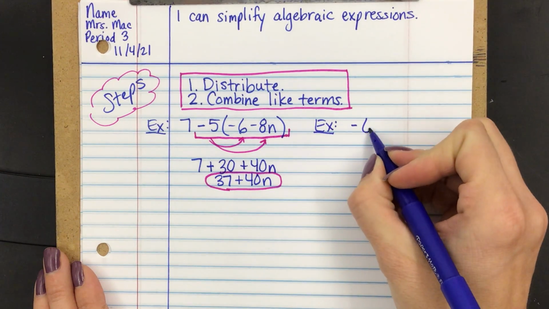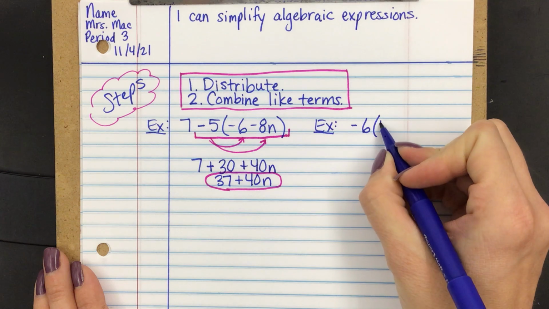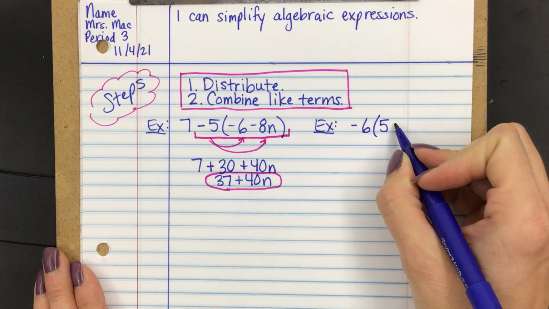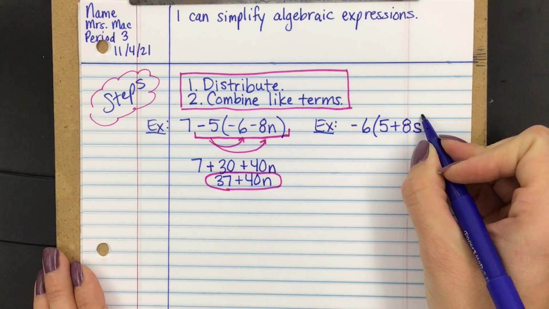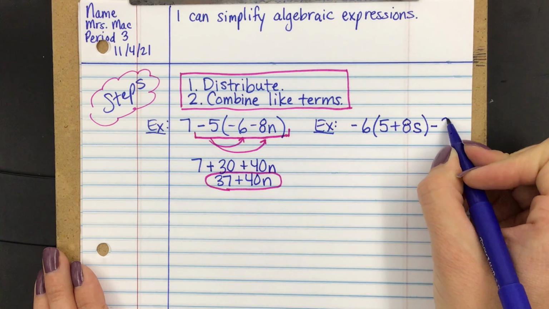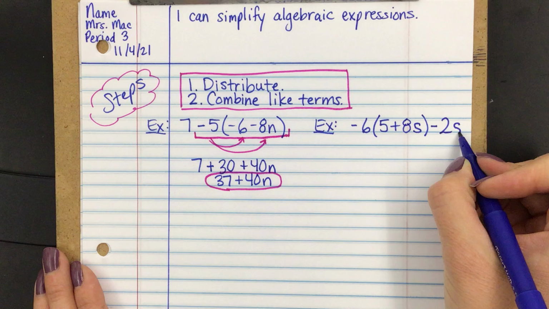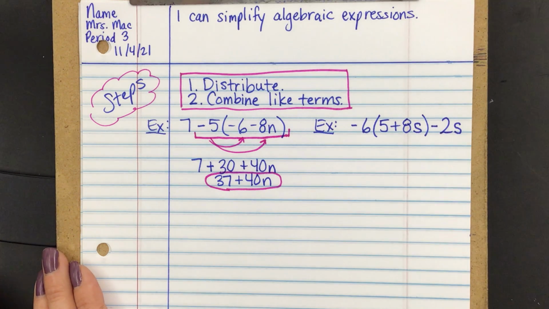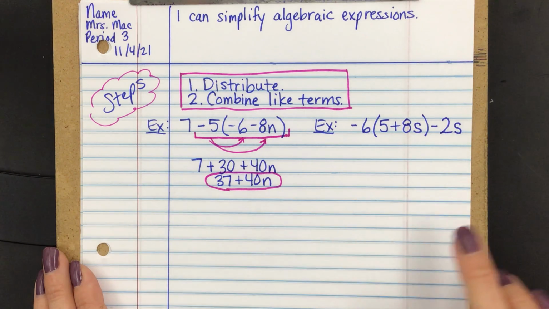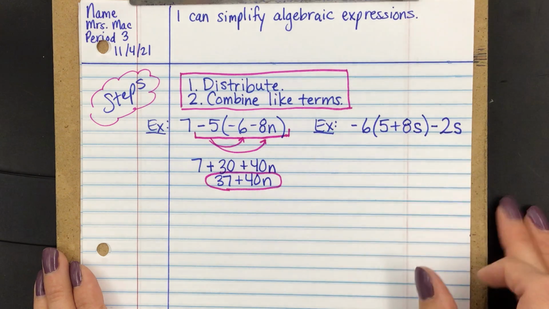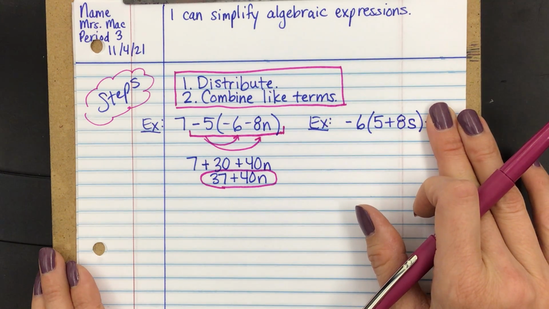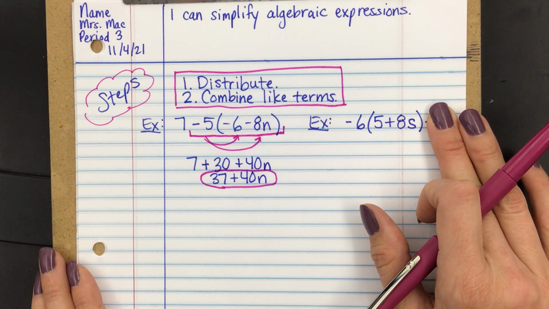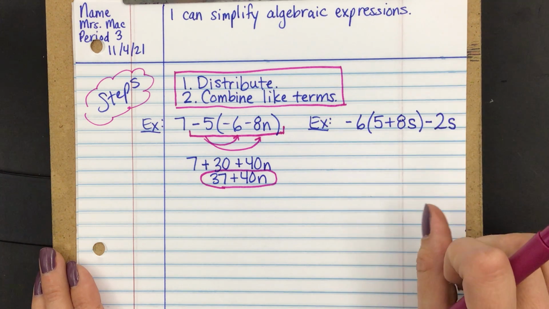We have negative 6 times 5 plus 8s, minus 2s. So this time, you have something kind of attached onto the end. So that's what we're going to ignore for right now, and we're just going to distribute what's in the parentheses.